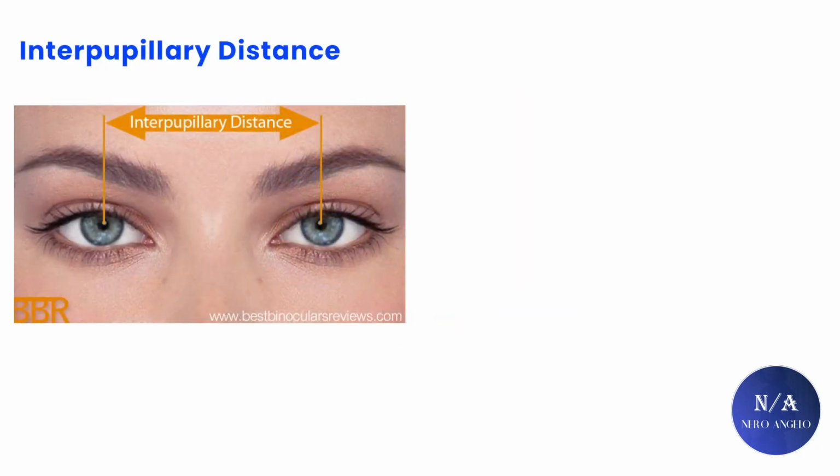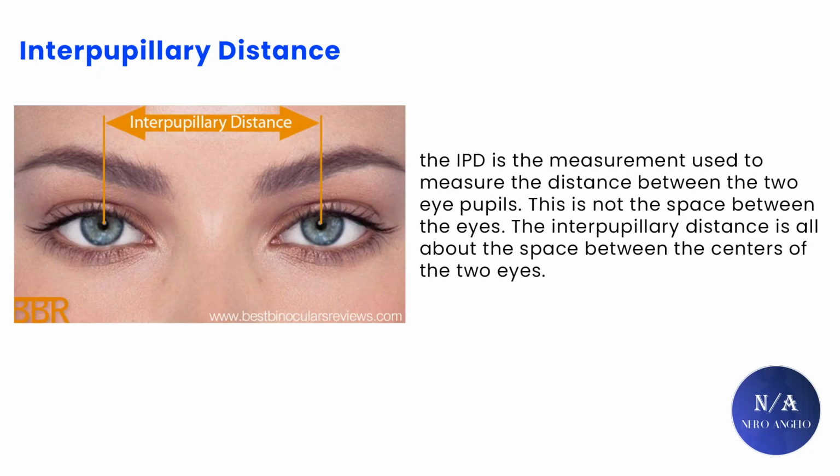To fully understand how to determine the ES ratio, you have to determine the IPD, or the interpupillary distance. As the name implies, the IPD is the measurement used to measure the distance between the two eyes' pupils. This is not the space between the eyes. The interpupillary distance is all about the space between the centers of the two eyes.